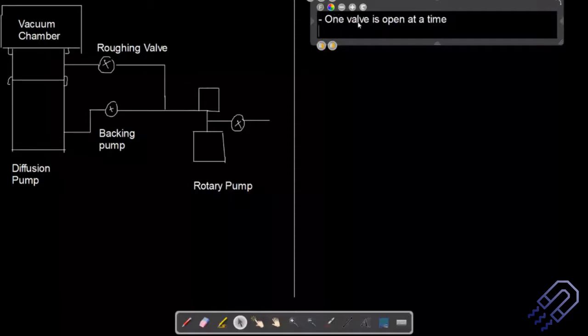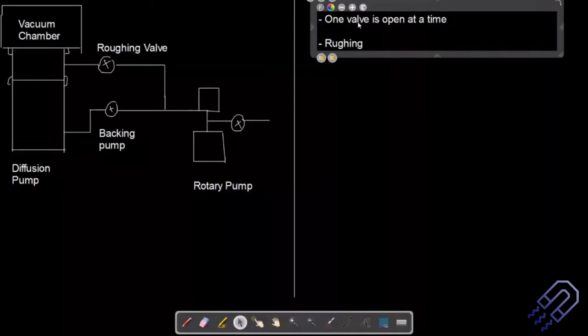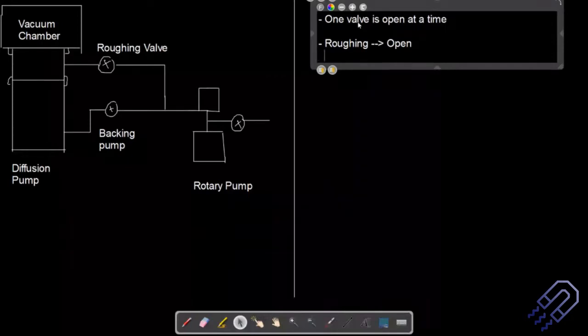So let's say I will open the roughing valve first. What we will do is open the roughing, so it is open, and then the backing is closed.